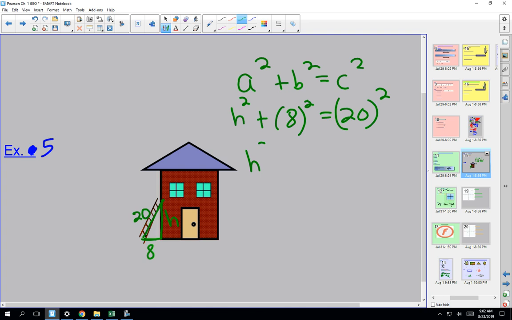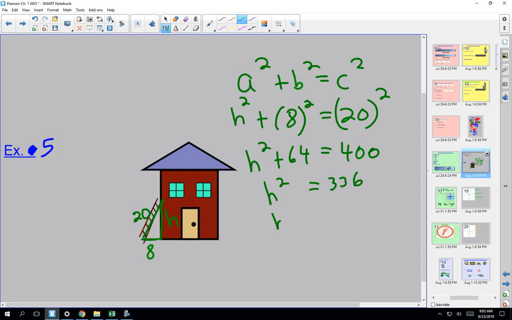So we've got H squared plus 64 equals 400. We'll see how far up that wall that ladder actually reaches. The base is 8 feet away from the wall. Should be safe enough? I think it will be. 8 feet's quite a ways away. I don't think it'll tip over. So 400 minus 64 gives me 336.